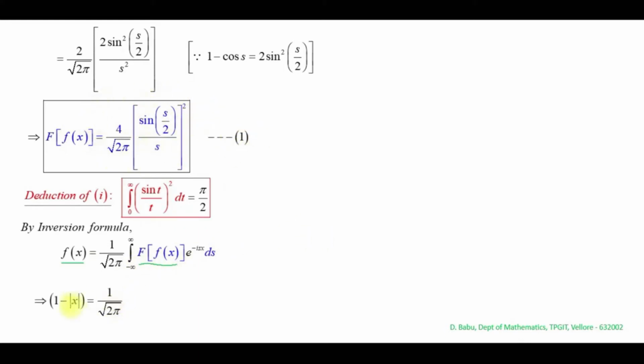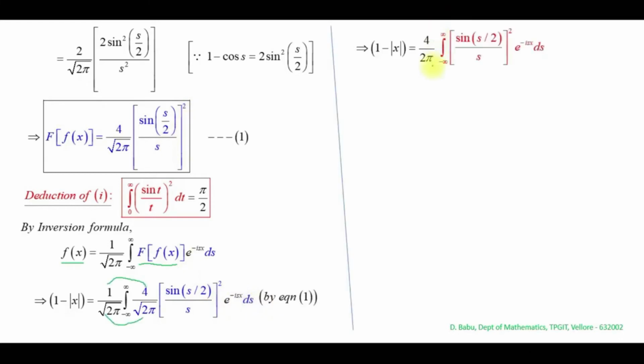This implies 1 minus mod x equals 1 divided by square root of 2 pi. f of x is given in the problem as 1 minus mod x, which is equal to 1 divided by square root of 2 pi, integral from minus infinity to plus infinity. So from equation 1, we have minus infinity to plus infinity, 4 divided by square root of 2 pi, sin s by 2 divided by s, the whole square, into e power minus isx, ds.